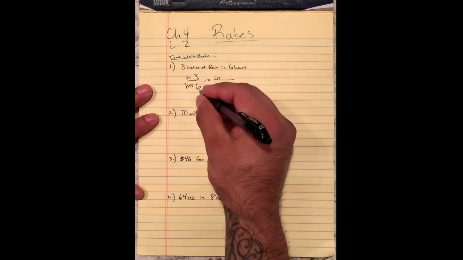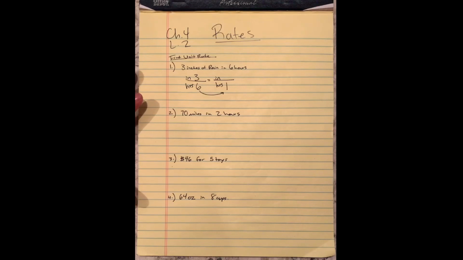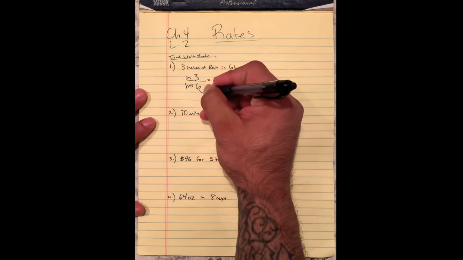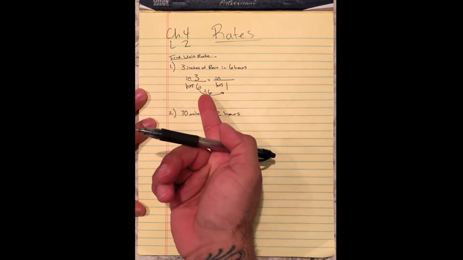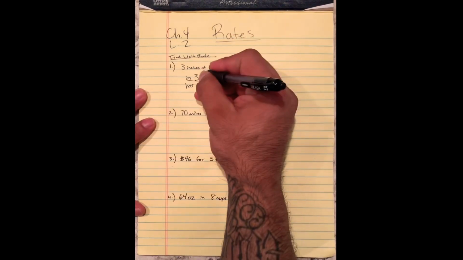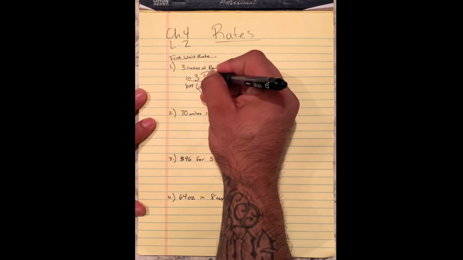So, the only way to make 6 into a 1 is by dividing by 6. Any number divided by itself gives you 1. So let's do that. 6 divided by 6 is 1. Whatever you do to the denominator, guys, you have to do to the numerator. So 3 divided by 6.